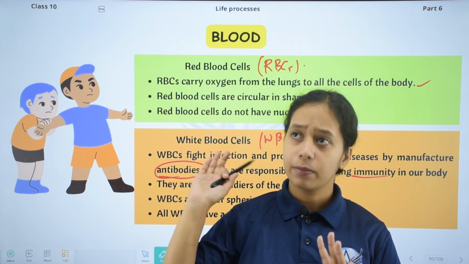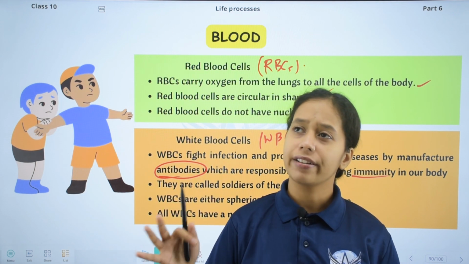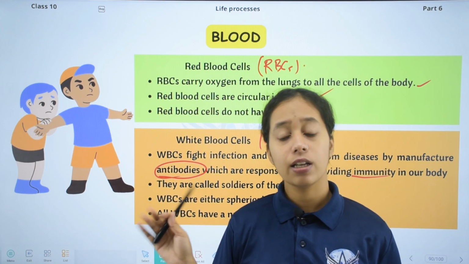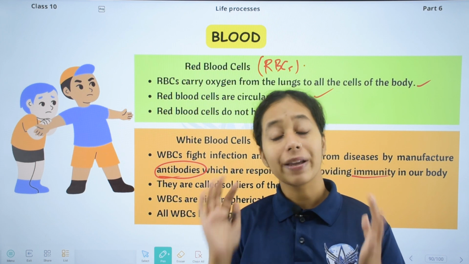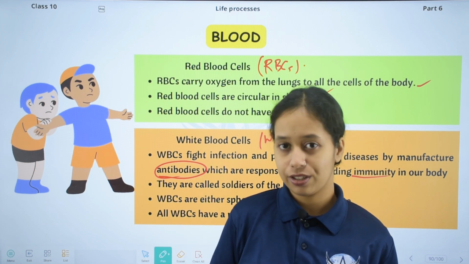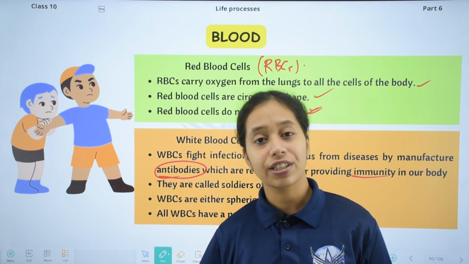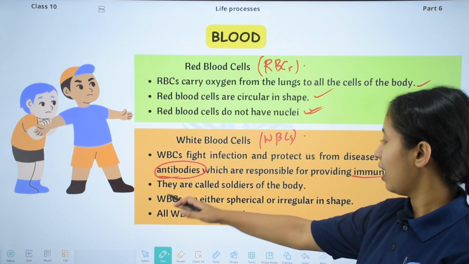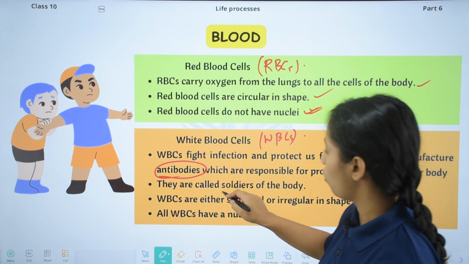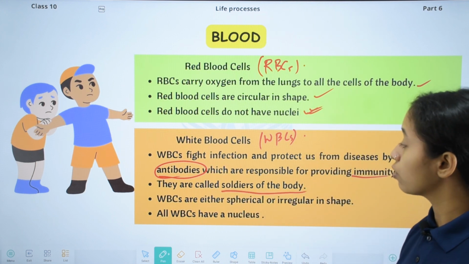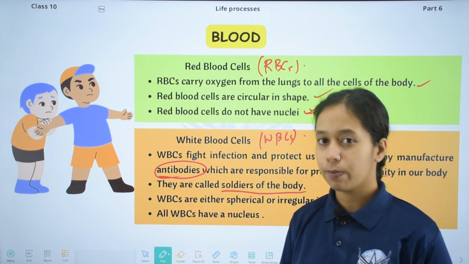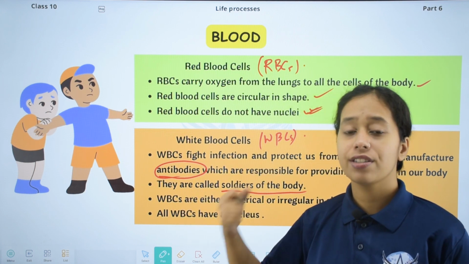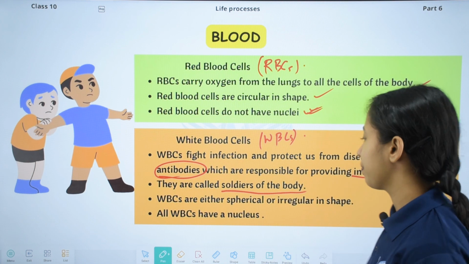They do not carry any major thing like that. Okay. RBCs' major function is to carry oxygen. WBCs' major function is to fight infections, and because they fight infections they are known as the soldiers of the body. They are also called soldiers of the body. See, I told you, this is written here. They are called the soldiers of the body. Why? Because they make antibodies which fight infections and foreign substances and protect our body.